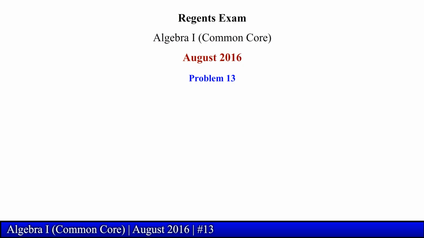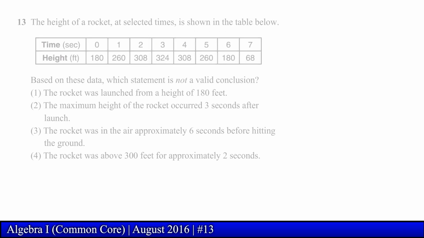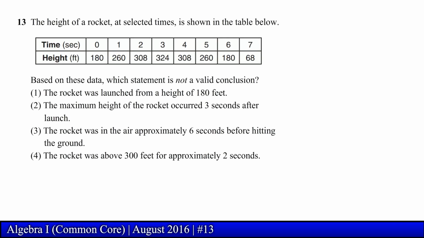Regents Exam, Algebra I, August 2016, problem number 13. The height of a rocket at selected times is shown in the table below. Based on these data, which statement is not a valid conclusion?